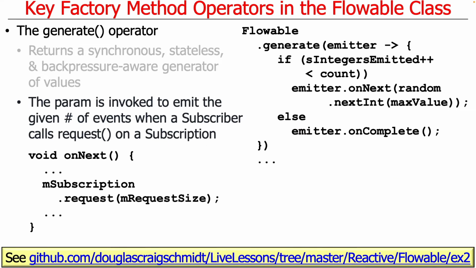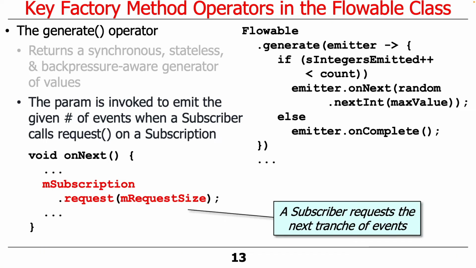The generator parameter is invoked to emit the given number of events when a subscriber calls request on a subscription. This is an example we'll look at shortly, which is example EX2. Example EX2 shows how a subscriber will request some number of events. So the subscriber says, hey, I want M request size events, please. Let's say that's 10, just for the sake of argument. It could be 5, it could be 10, it could be 100, it could be 1, whatever.